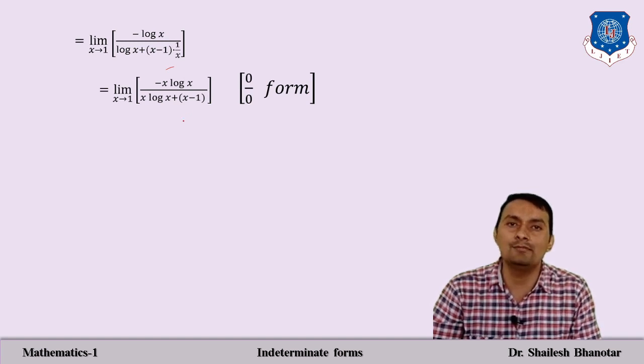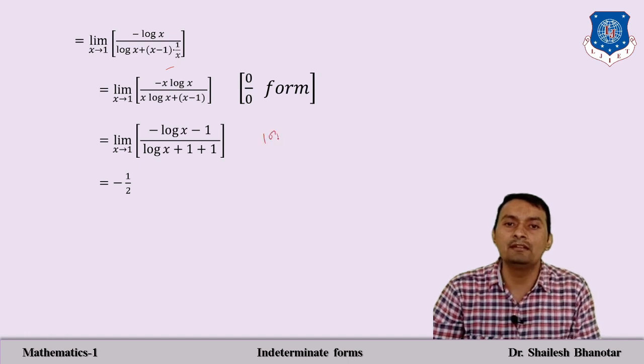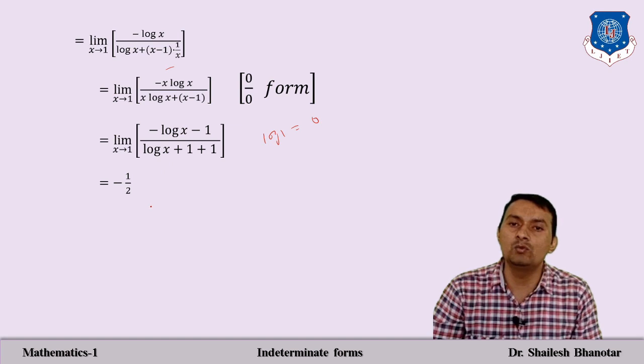Again it is of the form 0 by 0, that means we have to use the L'Hopital rule. So we get minus log x minus 1 divided by log x plus 1 plus 1. When we put x equal to 1, log 1 is 0. So we get 0 minus 1, that is minus 1 divided by 2, and that is the final answer.